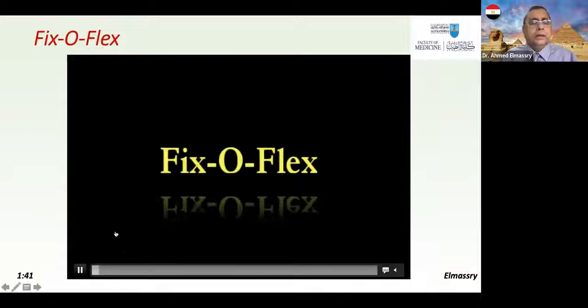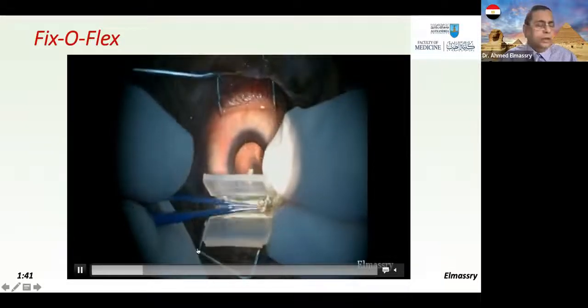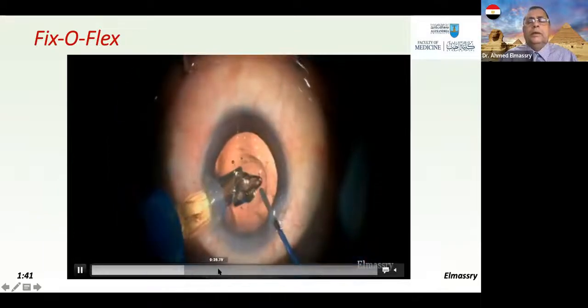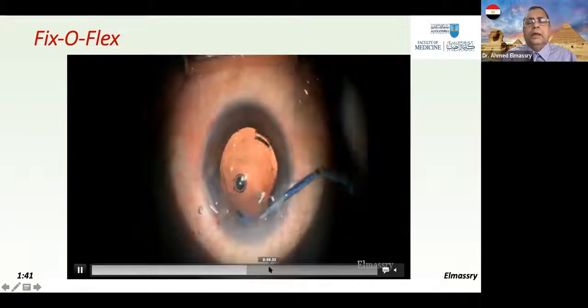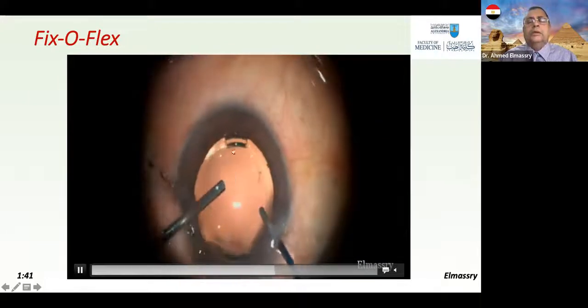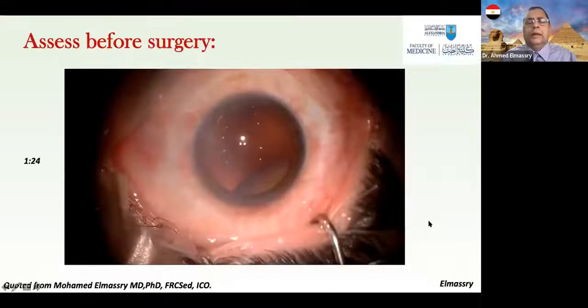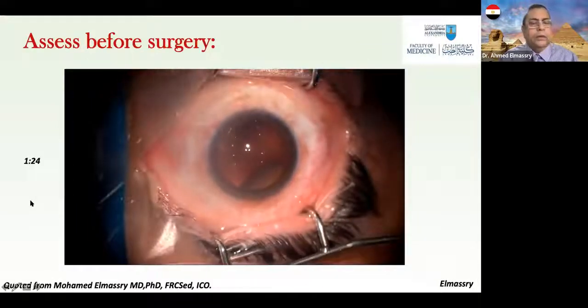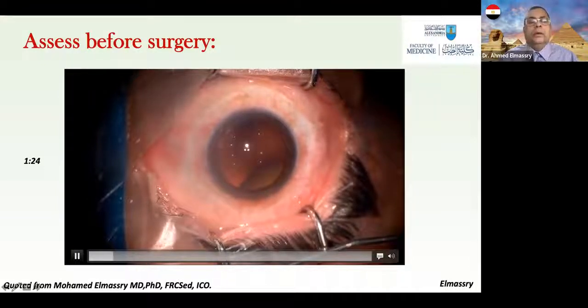The Fixoflex is a new ring that we are inserting, that is put inside the injector, and simply put the Fixoflex inside the bag. And after putting this ring in the bag, we can put our IOL. It has two edges that can support the IOL. It will be of great value in cases of toric IOLs and the premium IOLs.